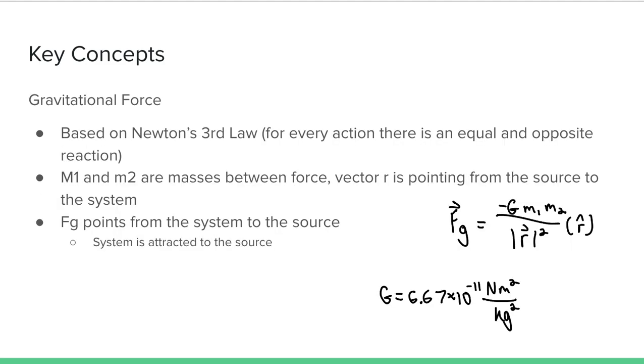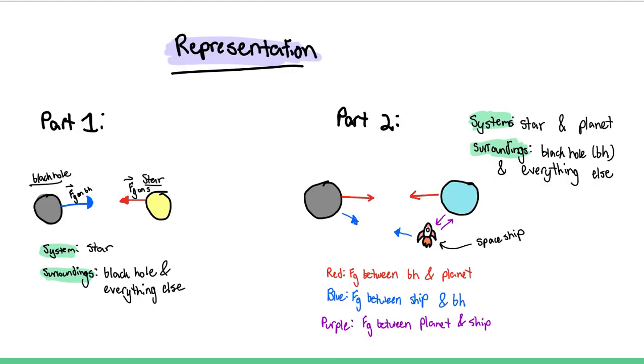The gravitational force was based on Newton's third law, which basically states that for every force there's an equal and opposite force. So in the equation there's mass 1 and mass 2, and then vector r is pointing from the source to the system. The gravitational force points from the system to the source because the system is attracted to the source. So this was the model representation of the forces.